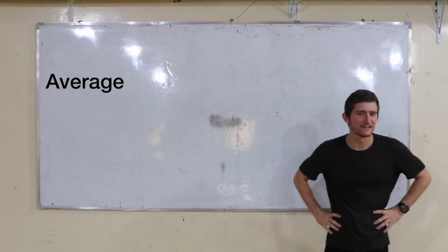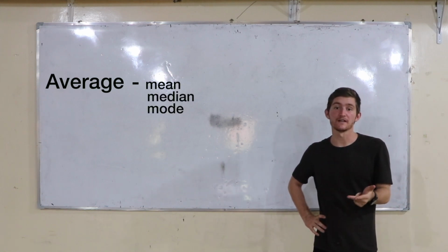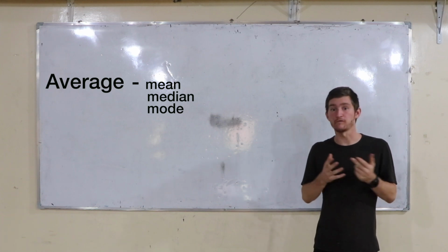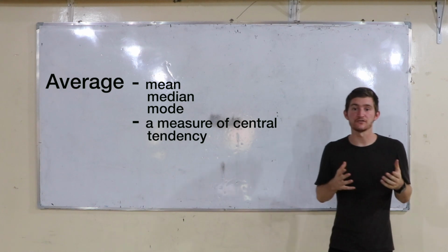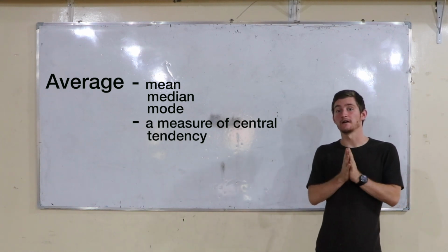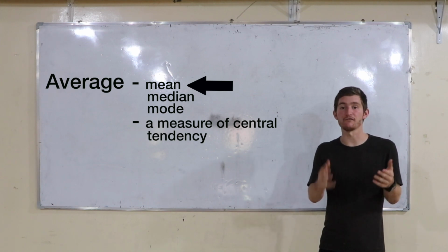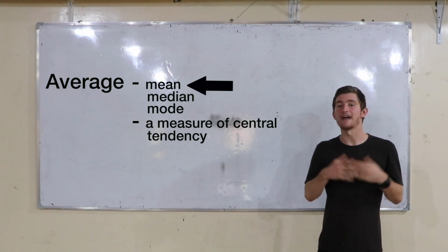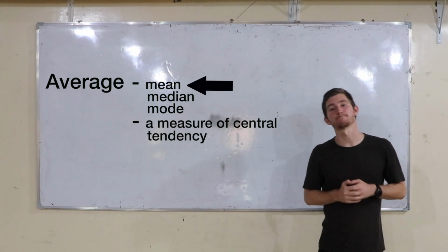Okay. The average is either the mean, median, or mode. It's another term, more informal, for measure of central tendency. Now, the average is commonly paired with the mean. Normally when people talk about the average, they refer to the mean. However, the average can be referring to either the mean, the median, or the mode.